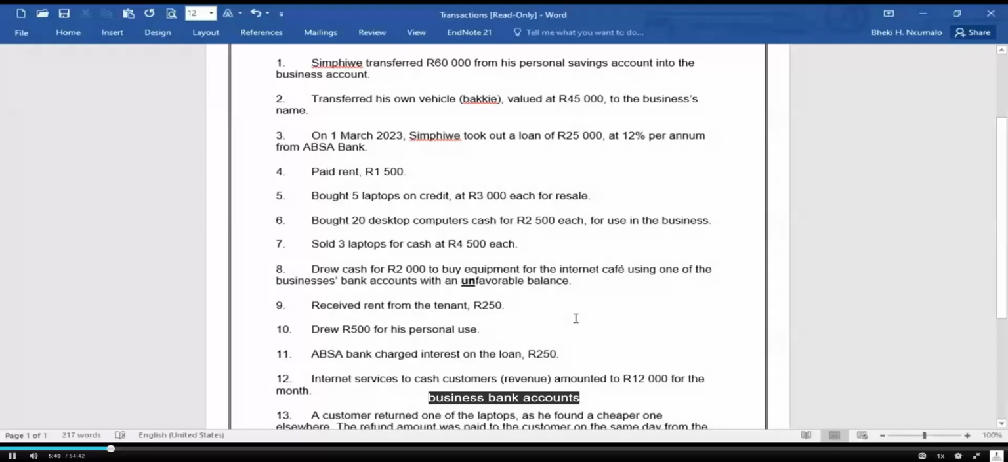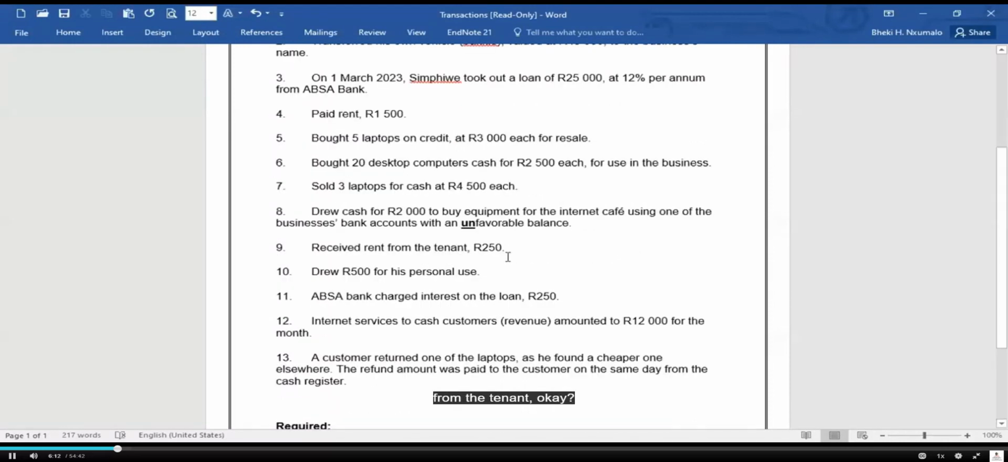So he used not the amount available in the bank, but he asked for a bank balance which is unfavorable. We'll see how to treat that one. Number 9, receive rent from the tenant. He has rented out another portion of an office, so he received monthly rental of 250.